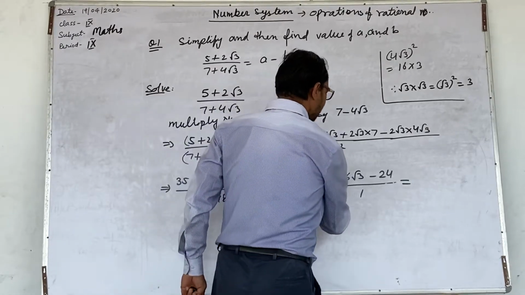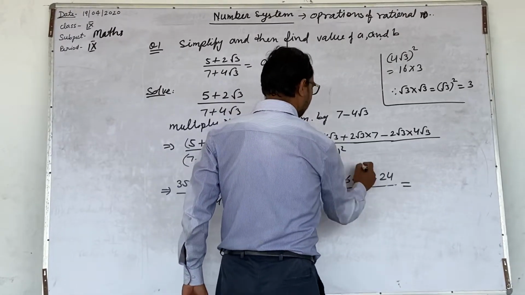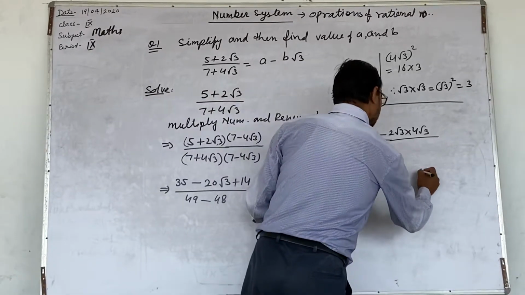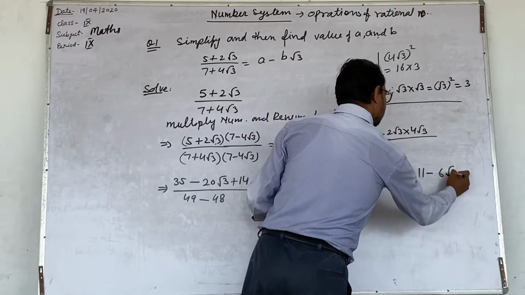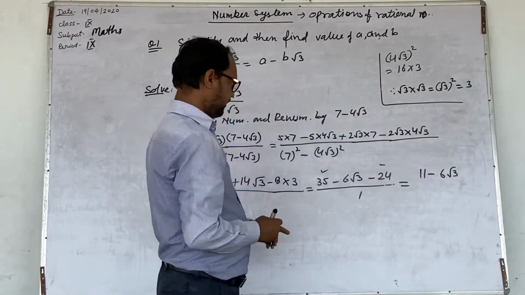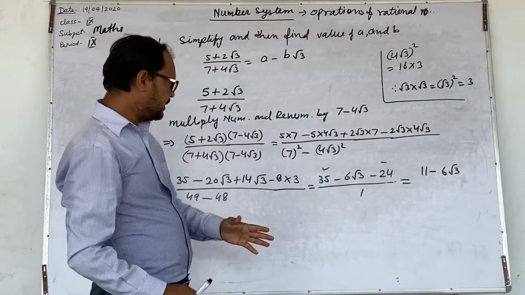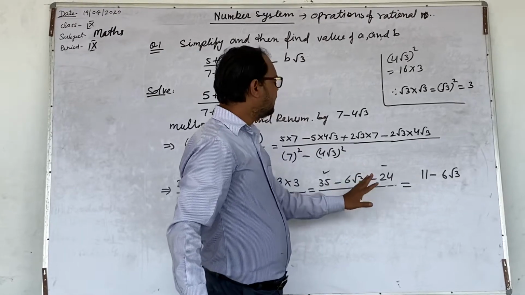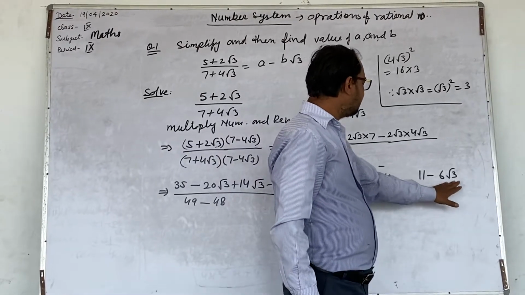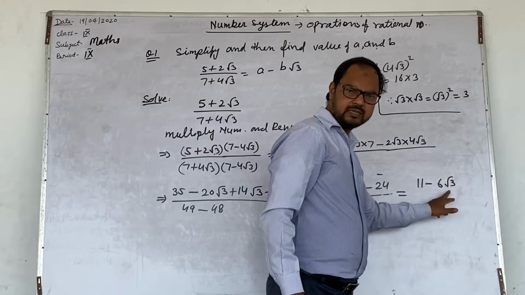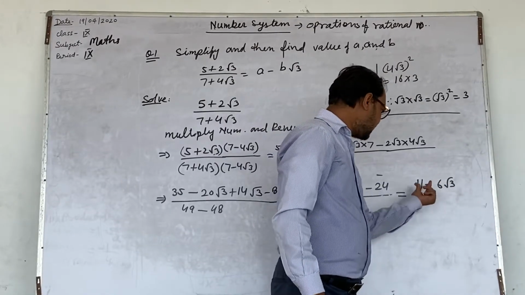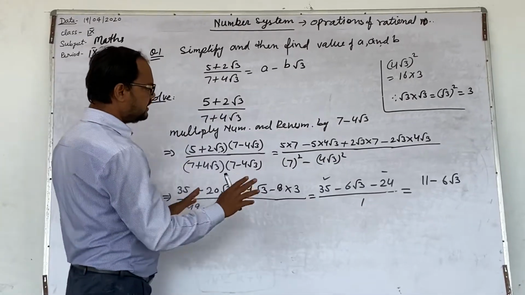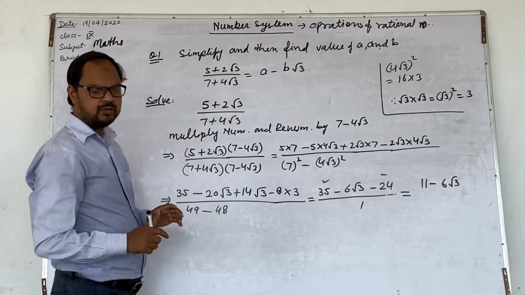This will be 35 minus 24, it is a like term. 35 minus 24 is 11, and this upon 1, the denominator is 1, so you can divide it. 35 minus 24 gets 11, and 6 root 3. Here we observe that these two are not like terms. One contains root, the other is without root. It is an irrational number and a rational number, so they cannot be operated on, and it is written as it is. Now your simplification is completed and gets 11 minus 6 root 3.